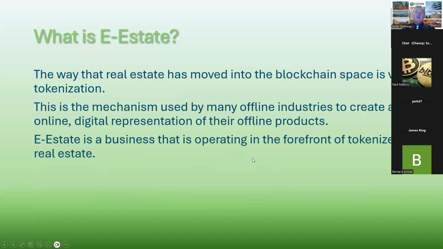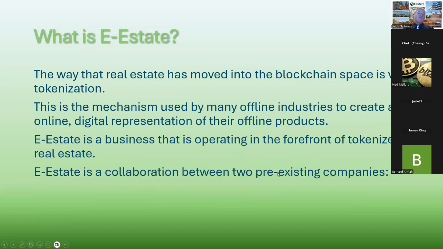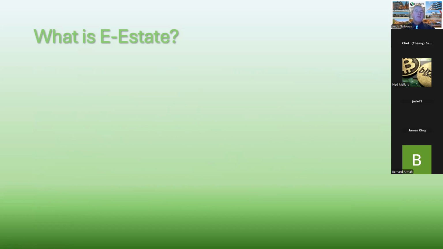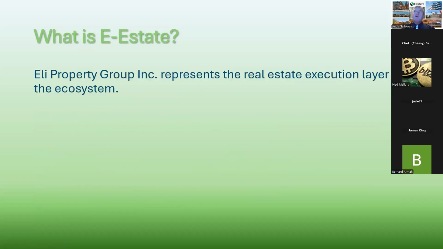So that's the mechanism. E-estate is a business operating in the forefront of tokenized real estate. It's a collaboration between two pre-existing companies, Eli Property Group Incorporated and the association Real Digital Realtors, ARDR. So Eli Property Group, a little bit about these guys. Eli Property Group represents the real estate execution layer of the ecosystem. Wow, that's a statement, isn't it? What it really means is they take care of the property. They source the property. When they've got a suitable property, they acquire it. They tokenize it. They make that tokenization available to us, and they also manage the property.